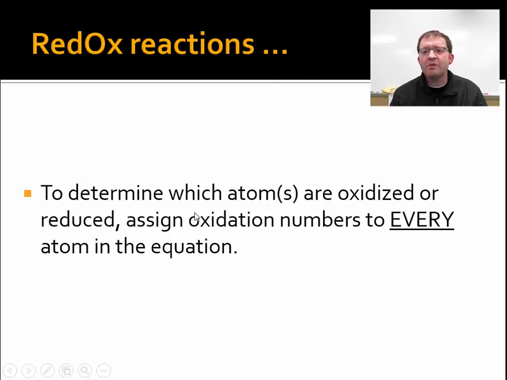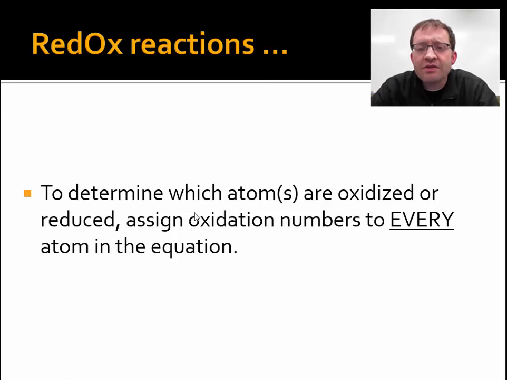To determine which atoms are oxidized or reduced, we look at every atom's oxidation number throughout the equation. You've already actually been doing this a lot because we did a lot of oxidation number assignment when we did synthesis and decomposition reactions. So if you've already been through those with us, then you know just how to do this without even knowing that you know. What you'll do is go through and give every atom an oxidation number and see who changed.